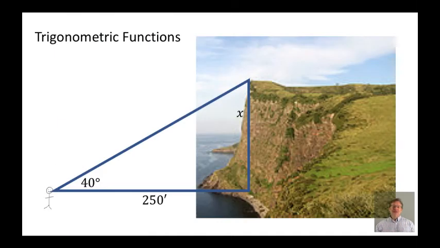Here's an example of how we can use trig functions. Let's say that you're a person who is sitting in the water. It's kind of strange, I've got a person standing in the ocean there, but let's just say that they're sitting in a boat somewhere and they want to calculate the height up a cliff to the top there. And they know that they are 250 feet out from the base of the cliff. And when they look at the top of the cliff, the angle that's being made with the top of the cliff is an angle of 40 degrees.